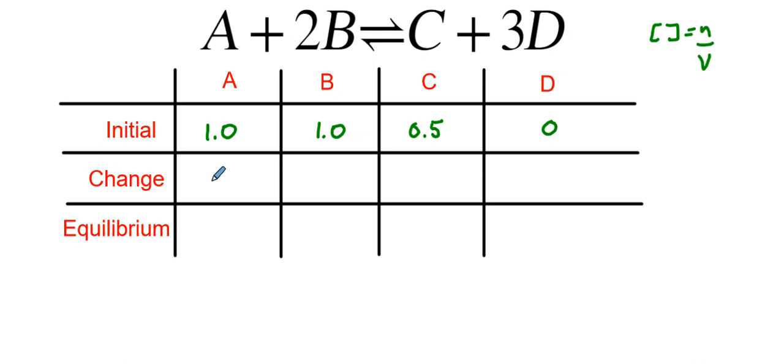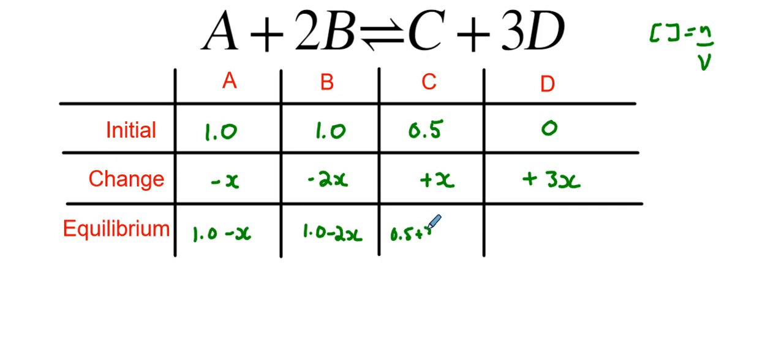So the change here: A will lose an amount X, but because it's a 1 to 2 ratio, B is going to lose 2 times X. C has a coefficient of 1, so it's going to gain X, and D is going to gain 3X. So this means that our equilibrium expressions for each of these substances: A will be the one that it started with, the 1 mole per liter, minus X. B will be the 1 mole per liter minus 2X. C will be 0.5 plus X. And D will just be 3X.